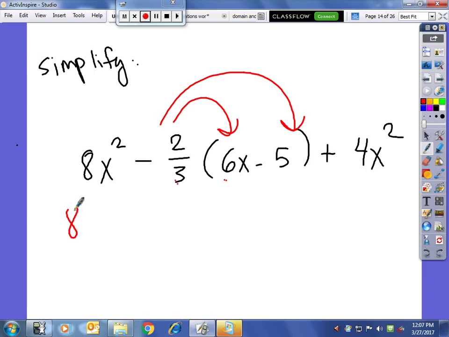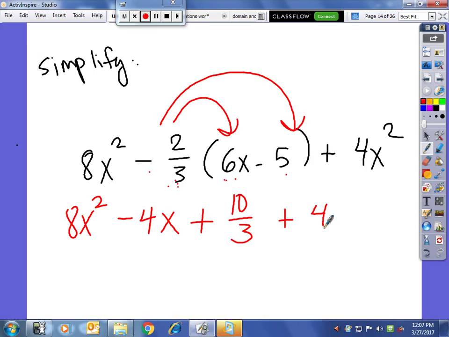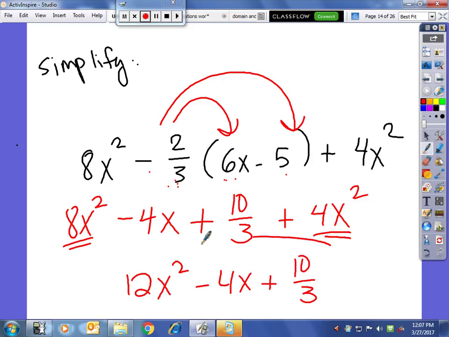Okay, so I bring down the 8x squared. What's negative 2/3 times 6x? Negative 4x. Negative 2/3 times negative 5 becomes positive 10/3, and then bring down the plus 4x squared. And then you just look for chances to simplify. How many x squareds? 12x squared minus 4x plus 10/3. That's the simplified expression.